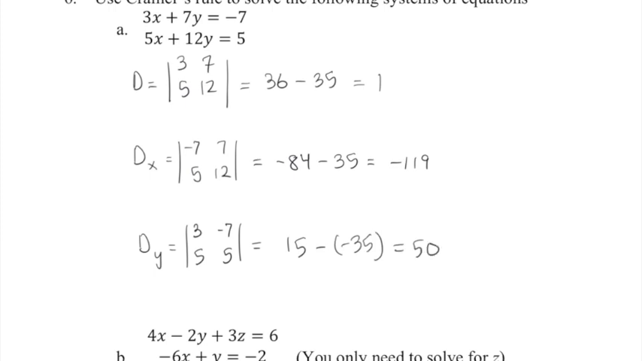That equals 50. So then, according to Cramer's rule, the value of x is dividing those two determinants, d sub x divided by d, and then the value of y is dividing these two determinants, d sub y divided by d. So the solution is negative 119, comma 50.